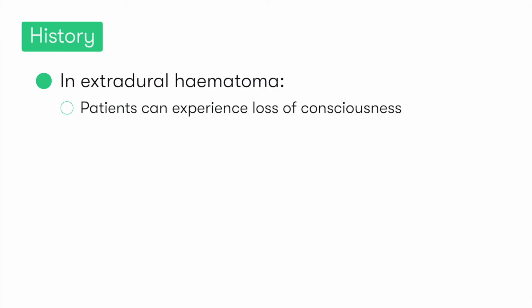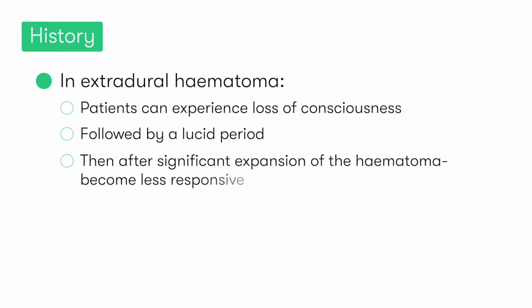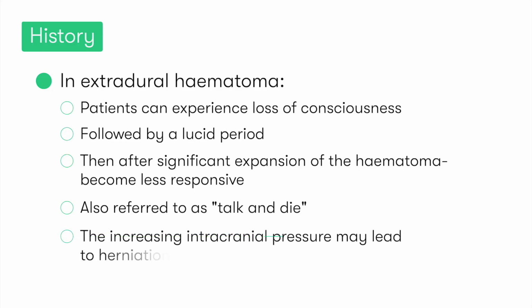In patients with acute extradural hematomas, there's a classic presentation of the patient experiencing a loss of consciousness, followed by a lucid period as the bleeding continues. And then, once the hematoma has expanded significantly, the patient then becomes less responsive. Some people refer to this sequence in extradural hematoma patients as talk and die, given the fact that during this lucid period, the patients will be talking and acting very normally. However, as the hematoma expands, they will then subsequently lose consciousness, and if we don't act rapidly and appropriately, the intracranial pressure will continue to rise and the brain will herniate, subsequently leading to brainstem death.